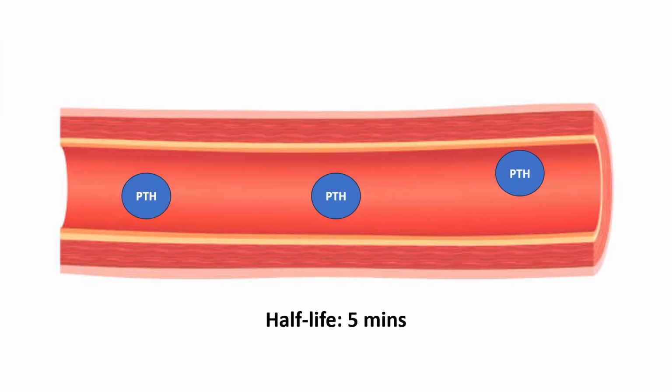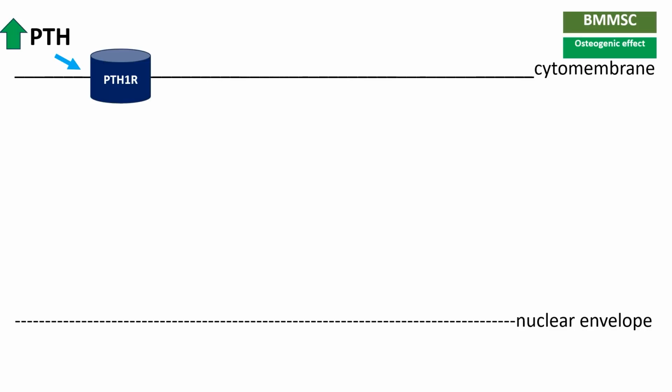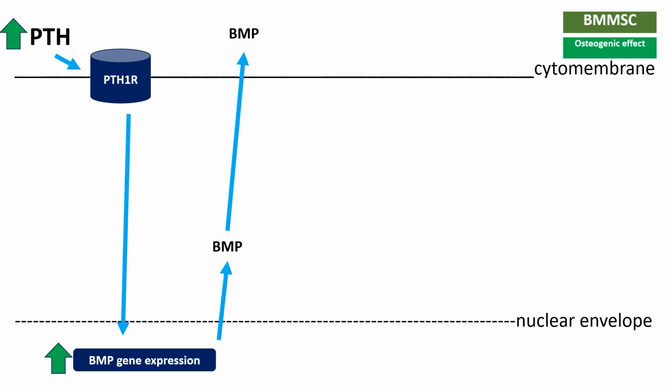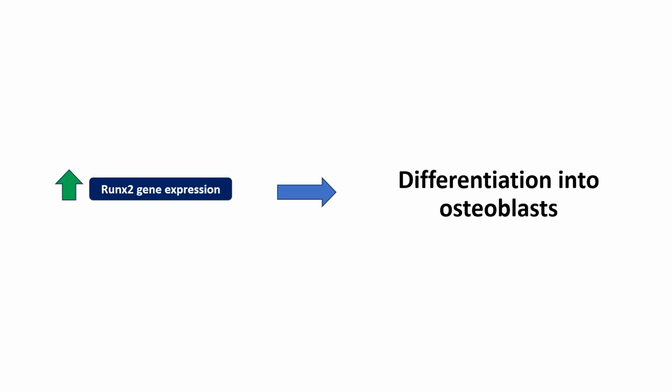Circulating intact PTH has a plasma half-life of 5 minutes. At the bone, initial and intermittent increases in PTH result in bone formation, while sustained increases in PTH result in bone resorption. PTH binds to PTH1 receptors on bone marrow mesenchymal stem cells, which eventually upregulates the expression of bone morphogenic protein via bone morphogenic protein receptor and a SMAD-dependent pathway. It upregulates the expression of RUNX2, inducing differentiation into osteoblasts.